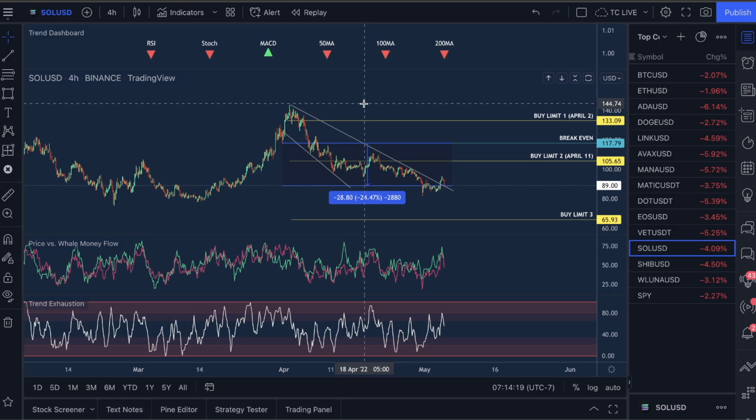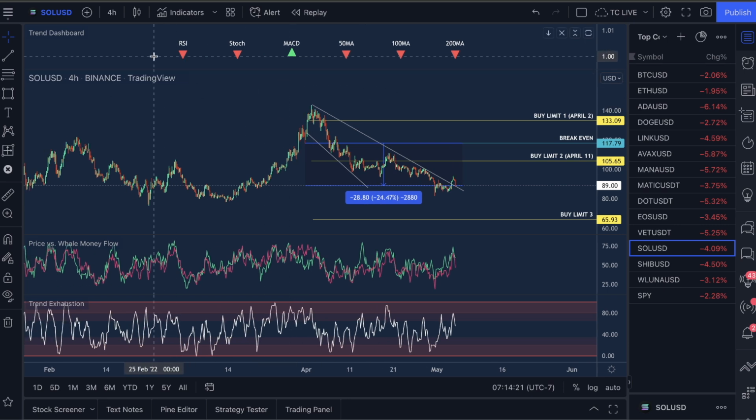Here's what I like to do, and when I look at structures, I start with this. What is a trend dashboard telling me? So retail traders, when they're looking at these indicators here, they're looking at majority RSI, stochastic, 50, 100, and 200 moving average. Here's the idea behind this. This is why I coded this.